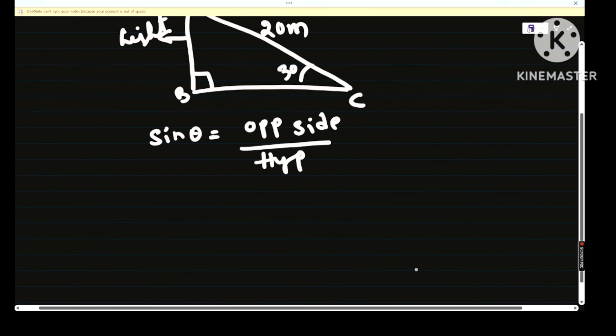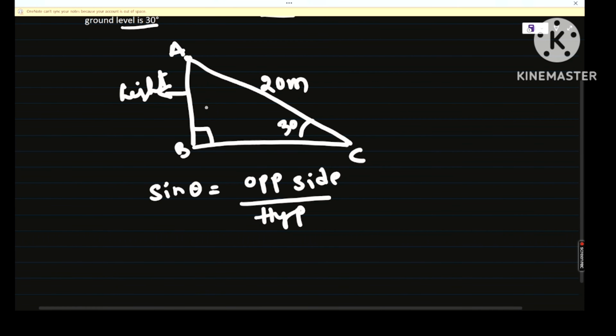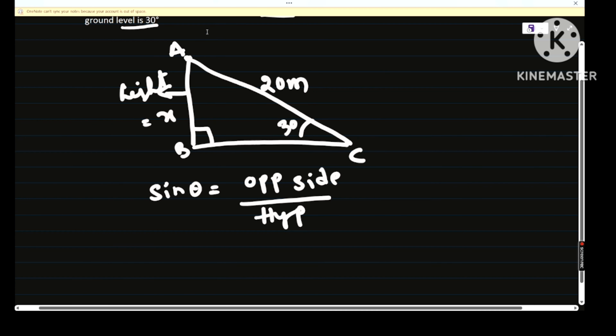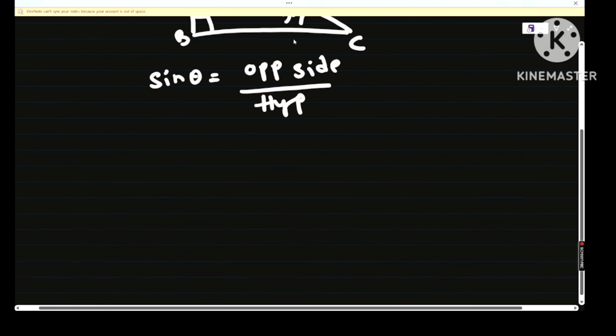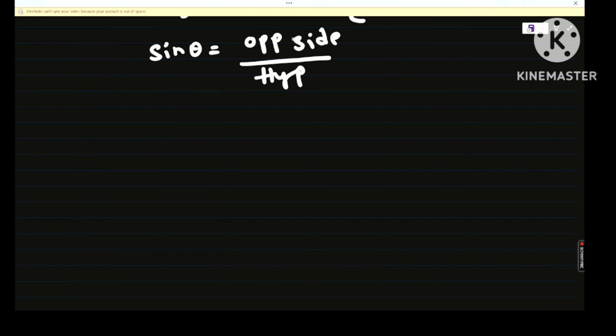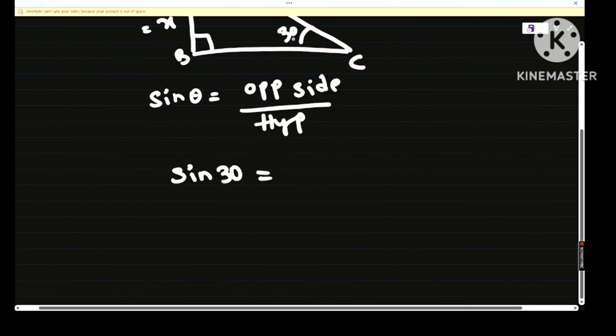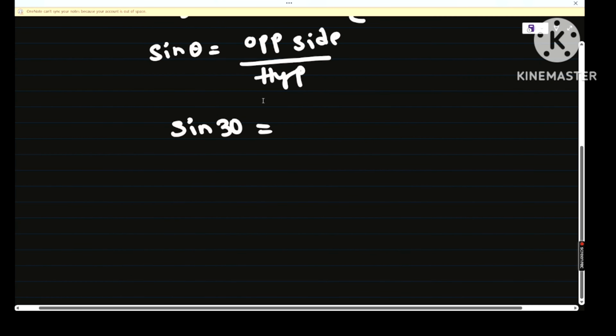Here, what is the opposite side? You don't know. Let the height of the pole be x. And what is the hypotenuse? Hypotenuse AC is given as 20 meters. So what is the value of theta? Theta is 30 degrees. Do you know the value of sine 30? The value of sine 30 is 1 by 2. Opposite side by hypotenuse: opposite side is AB and hypotenuse is AC.